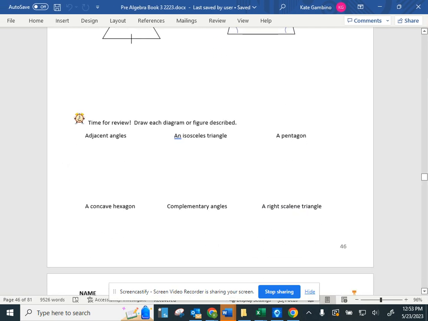Then we've got time for review. You're going to draw your diagram, draw your figures. Any questions? Look at that. We still have 35 minutes left. So all y'all who are working ahead, give me the respect and the good listening skills next time. That gives you plenty of time to get this 1 page done.